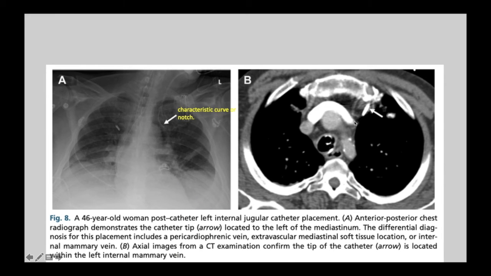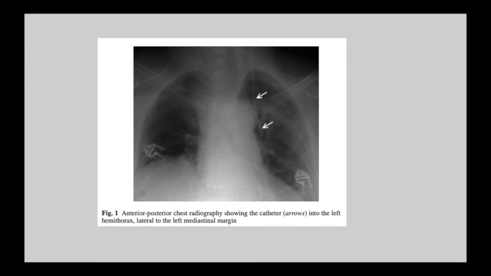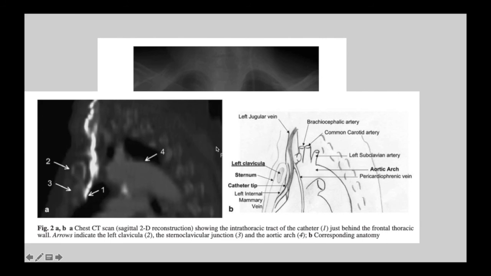So on frontal radiograph, if there is catheterization of a left internal mammary vein, usually there is this characteristic curve or notch as shown in this radiograph. This is another radiograph showing left paramediastinal position of catheter within the left hemithorax, lateral to the left mediastinal margin, and proceeded with CT, which shows the intrathoracic tract of the catheter just behind the clavicle, and this is within the internal mammary vein as shown in this schematic diagram.